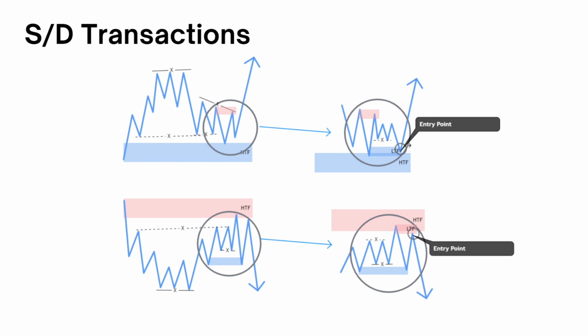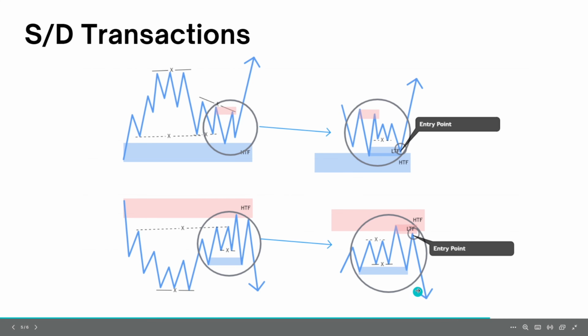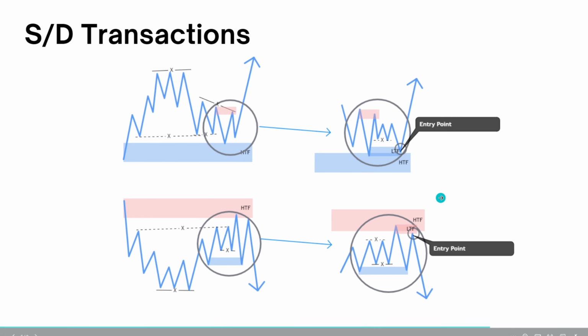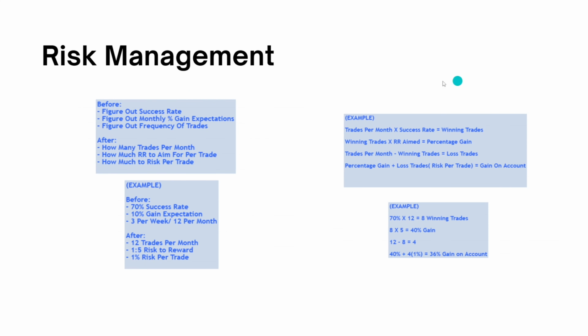And there's so many different ways that it can go, and that's where it comes into different kinds of liquidity plays, different kinds of transactions, and there's so many different setups that we can literally develop and take trades off of. Now, number 5, risk management.